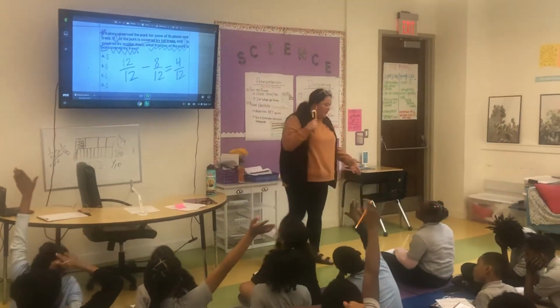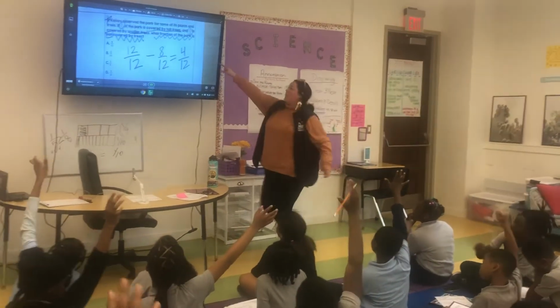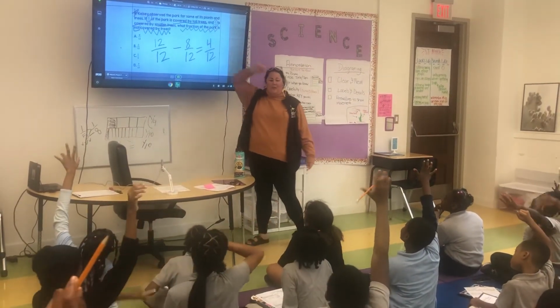I need 3 more hands. Where did it come from? Your pencil should not be moving. Where did this 12/12s come from? Because I don't see 12/12s. I didn't annotate that number. Where did it come from?